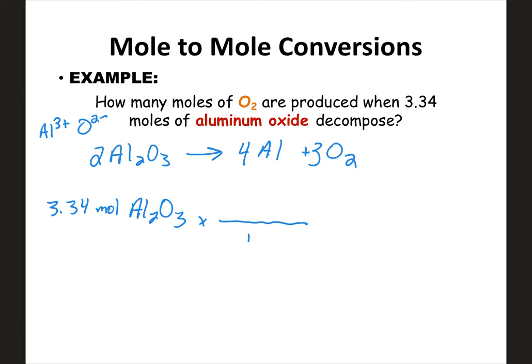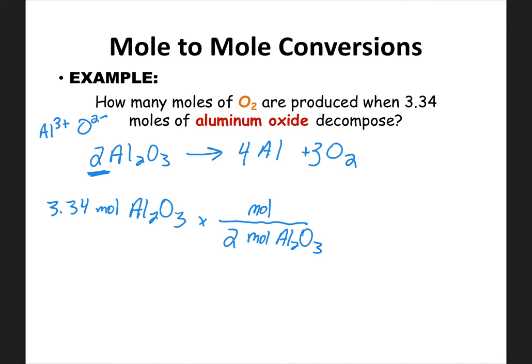Without even thinking, my moles of the Al2O3 immediately go on the bottom. Whatever unit's on top, you immediately write on the bottom. How many moles of Al2O3 go on the bottom? You get that number from the balanced equation. There are 2 of them. So the moles of the substance I started with go on the bottom, and then the moles of the substance you're going to go on the top.